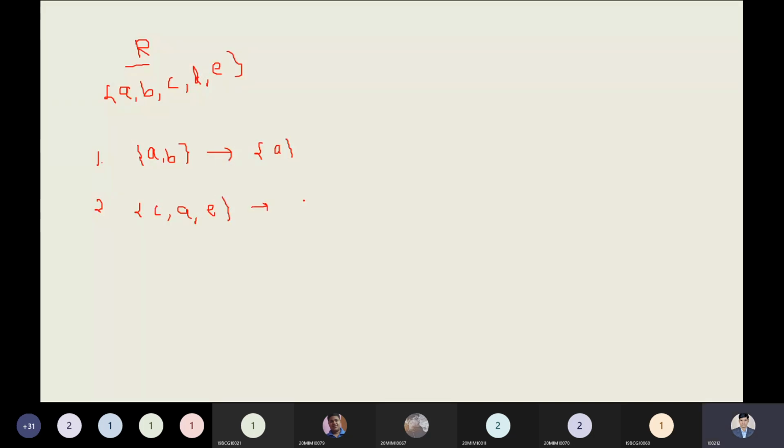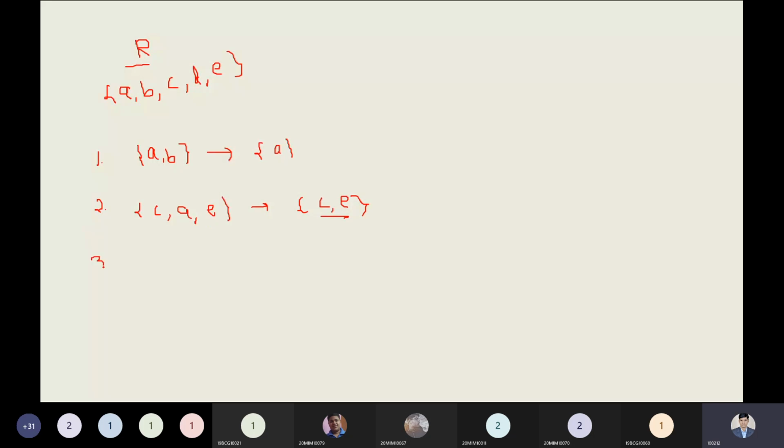Next example I'm writing here: CAE determines C. Can you tell me what kind of functional dependency this is? Trivial. So why trivial? Can anyone tell me right now? C is a subset of CA. Yeah, good. So C is a subset of CAE. This is a good point.